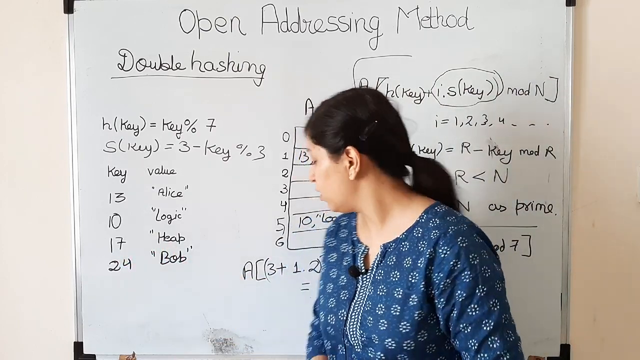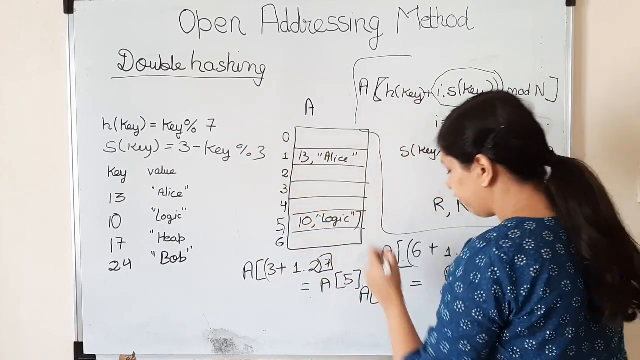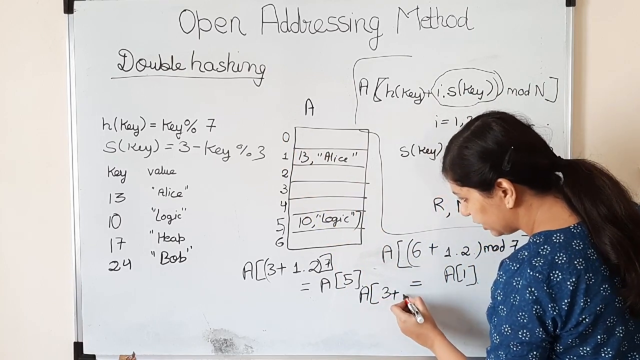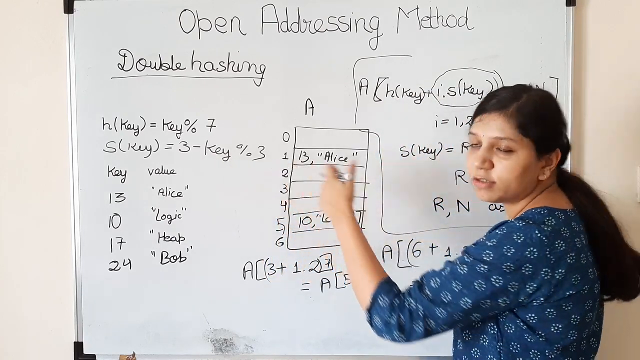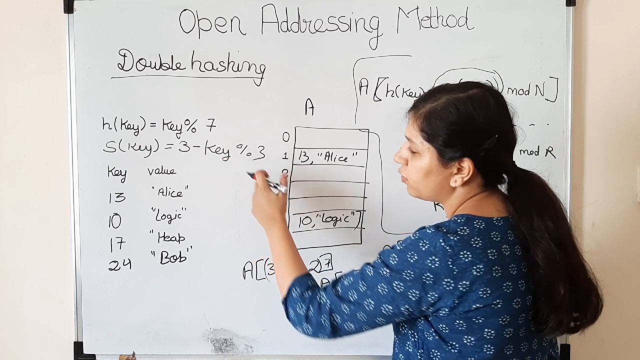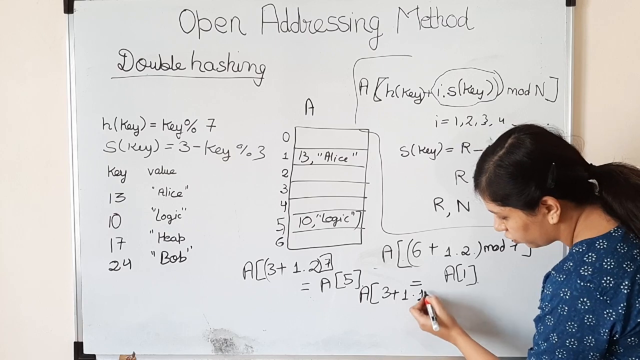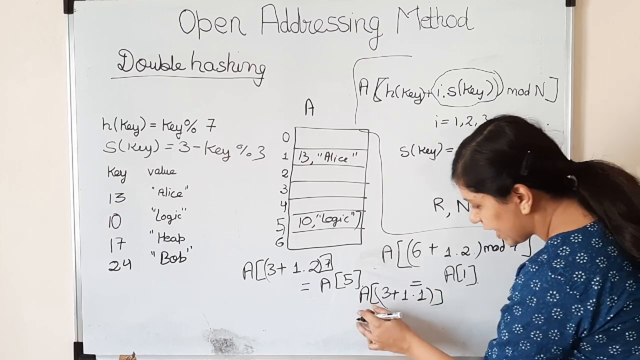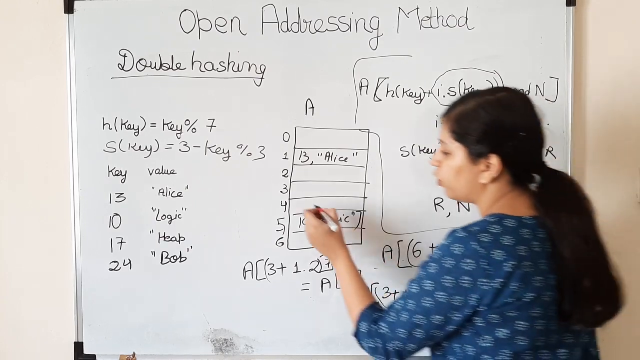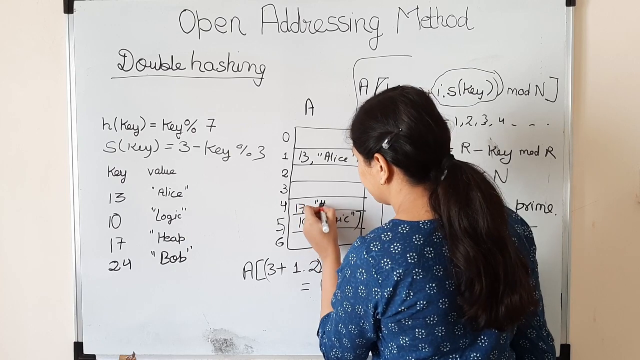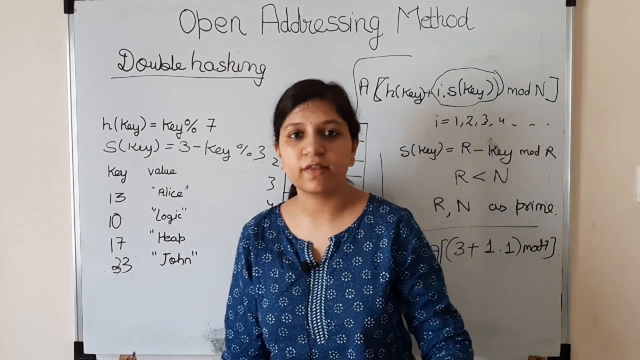Now 17. So for 17, 17 modulo 7 is going to give you 3, plus i, which initially let's start from 1. Now 3 minus 17 mod 3. So 17 mod 3 is going to give you 2. So 3 minus 2 is 1. So it is going to give you 1 mod 7. So 3 plus 1, 4. This is going to give you index 4. At index 4 you will put 17. I have actually changed this class for you to make you understand how it is handling collisions.